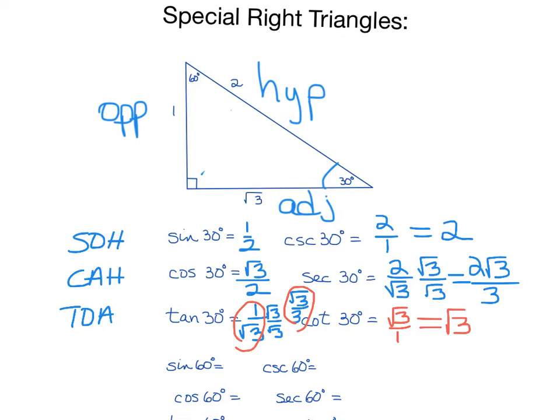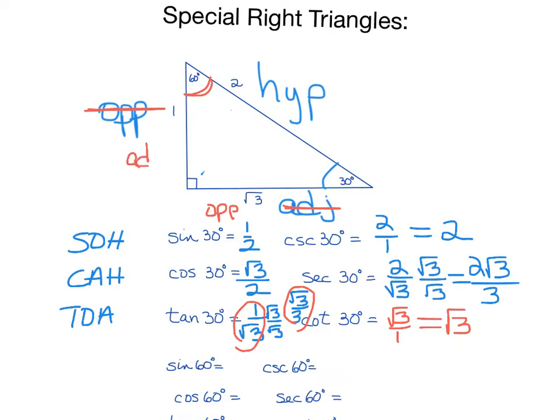Now I'm going to change the angle and find the 6 functions based on the 60-degree angle. So now I'm going to change this. Now that I'm talking about 60, now the root 3 is actually opposite. And then the 1 is the adjacent to 60.